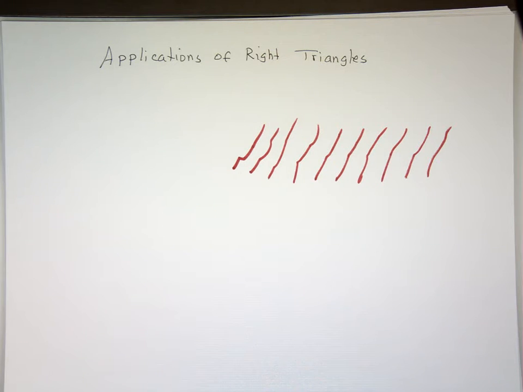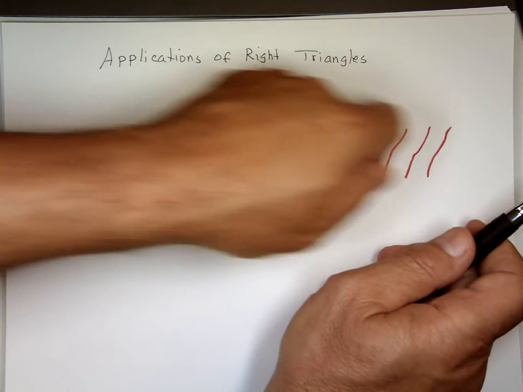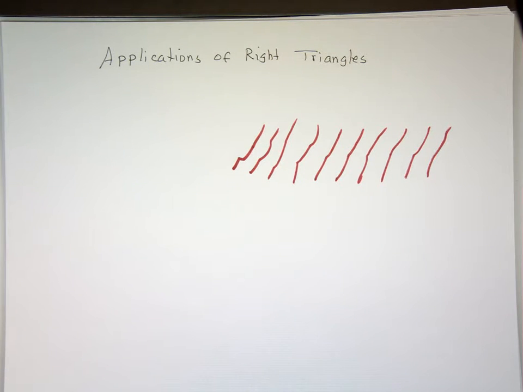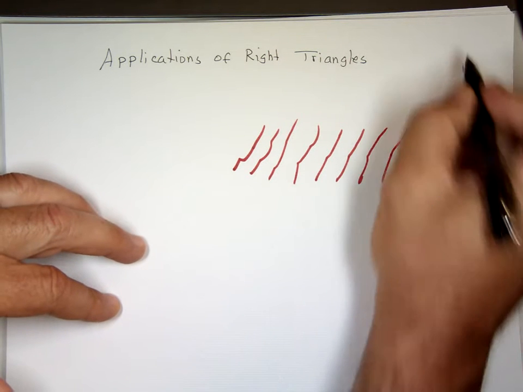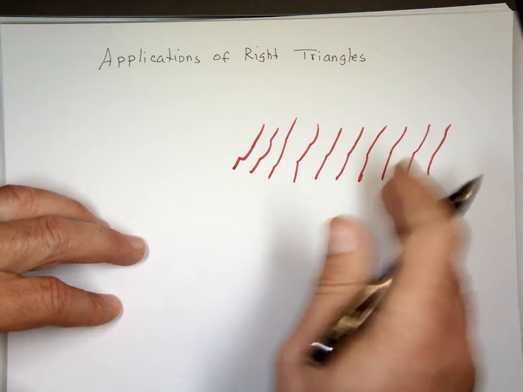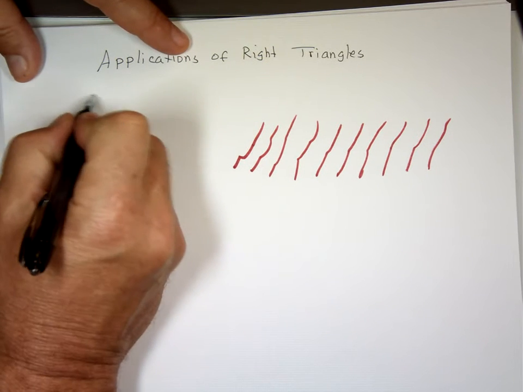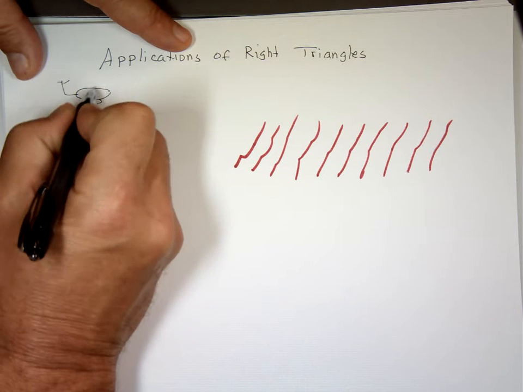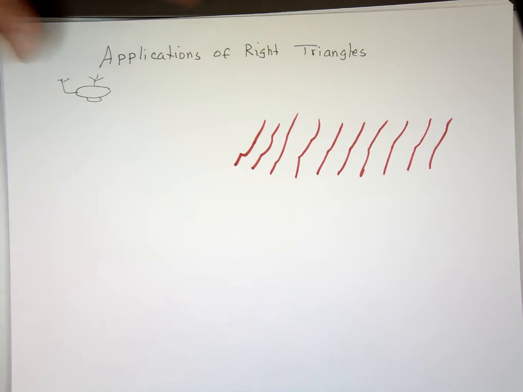Well, they're not going to say, Charlie, here's a measuring tape. You walk through the fire all the way to the end, let me know. It doesn't really work that way. So what they do, they send a helicopter. I'll put the helicopter on this end. Here's my helicopter.